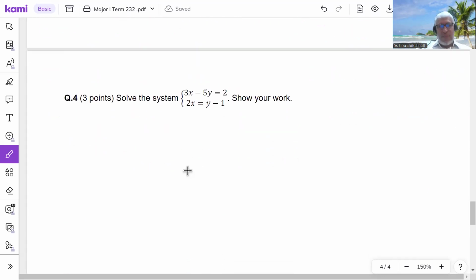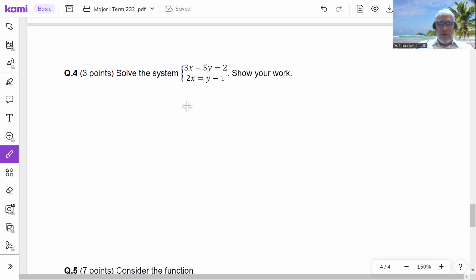Solve this system. This is a system of two equations and two variables. You can solve it either by elimination or by substitution. I will solve it by elimination. I like elimination more. Although here, let me solve it by the two methods for the sake of reviewing the two methods together.